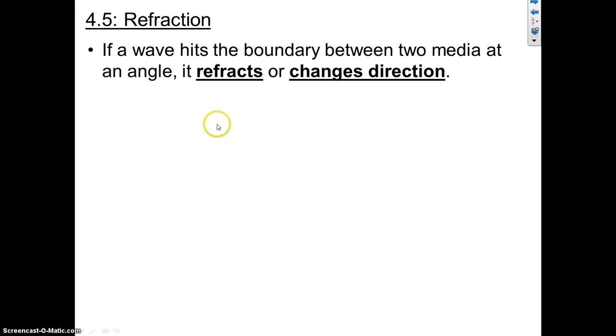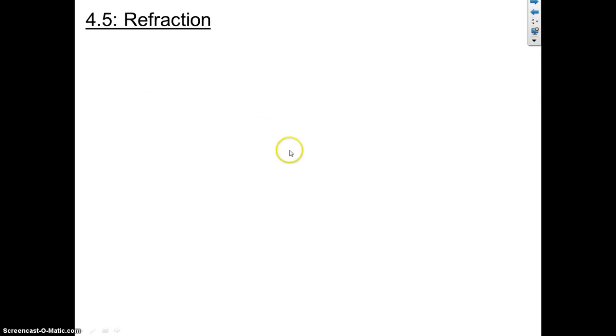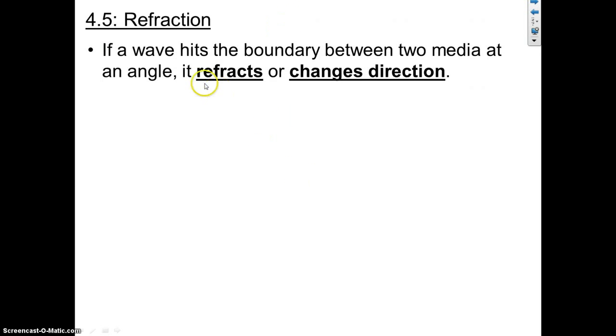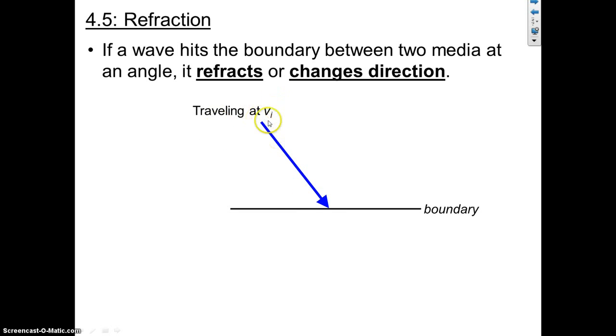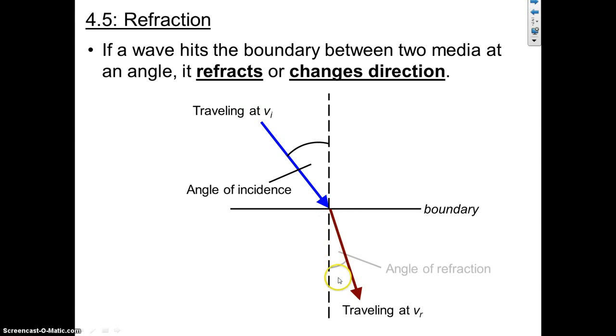If a wave hits a boundary between two media at an angle, so this was head-on, no angle. If it hits at an angle, it refracts, which simply means it changes direction. So imagine, here's our incident ray, which is at an angle, right? And it has some initial velocity, and it's going to pass through this boundary. Maybe it's air on top and water down below. Well, we can measure the angle of incidence, and then if we measure the angle of refraction, we see that it's different from the angle of incidence.